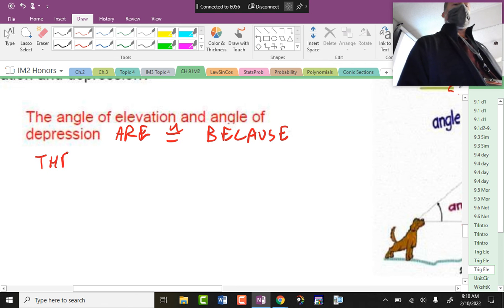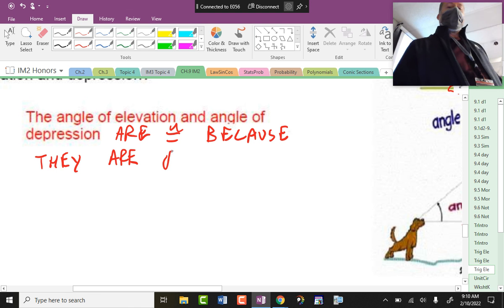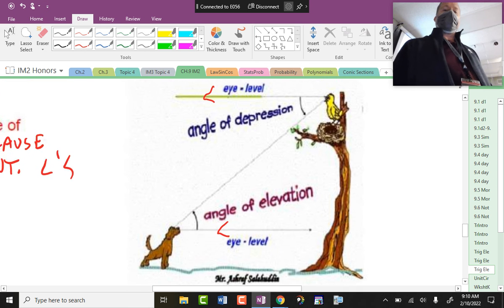And then any geometry sticklers out there, feel free to turn me into the math police for not writing the full proof on this, saying that the transversal cuts two parallel lines. Alternate interior angles. I said it. I said the transversal thing and all that other stuff.